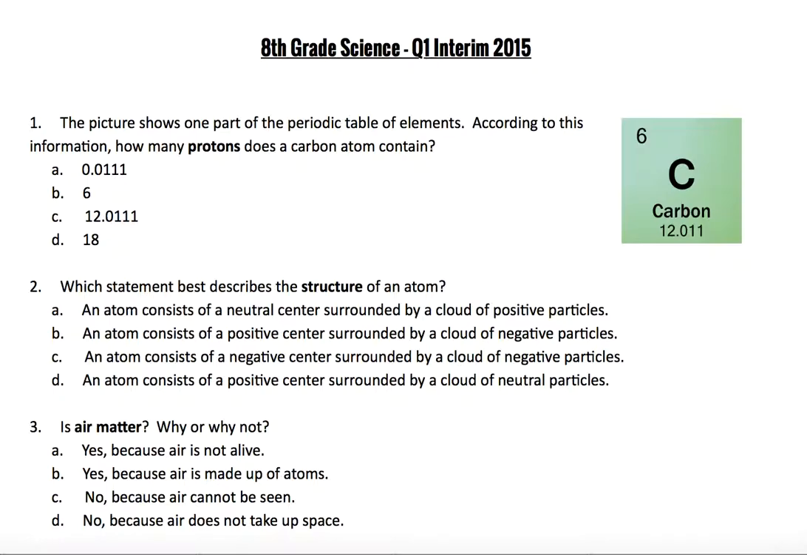Question 2. Which statement best describes the structure of an atom? A, an atom consists of a neutral center surrounded by a cloud of positive particles. B, an atom consists of a positive center surrounded by a cloud of negative particles. C, an atom consists of a negative center surrounded by a cloud of negative particles. D, an atom consists of a positive center surrounded by a cloud of neutral particles.